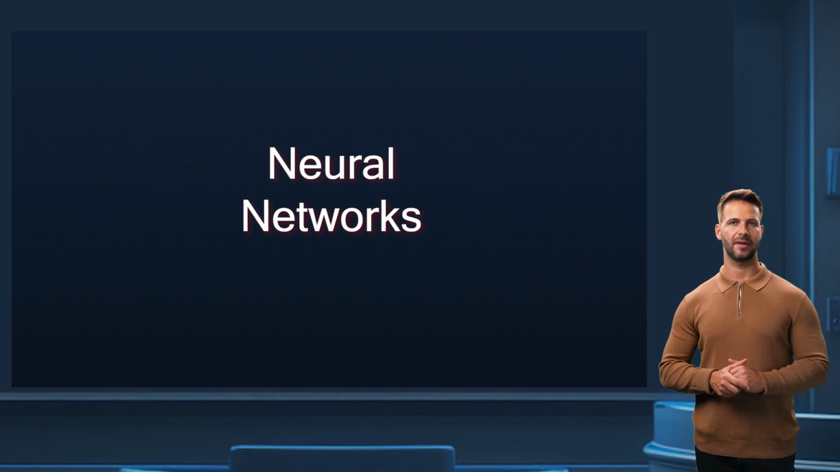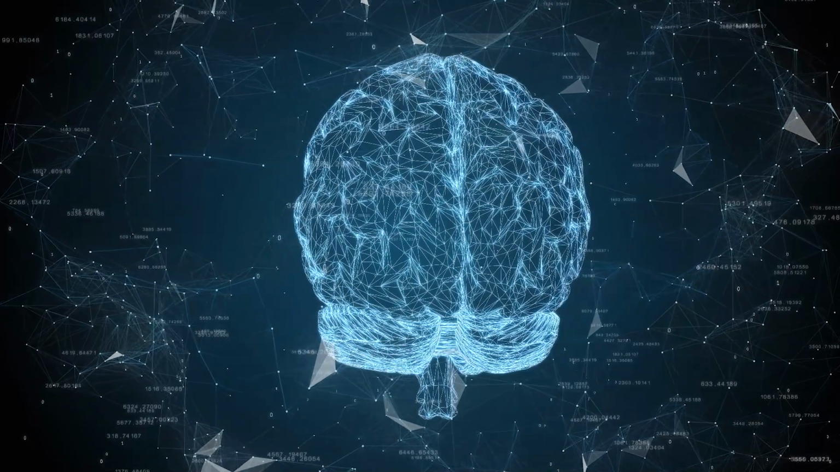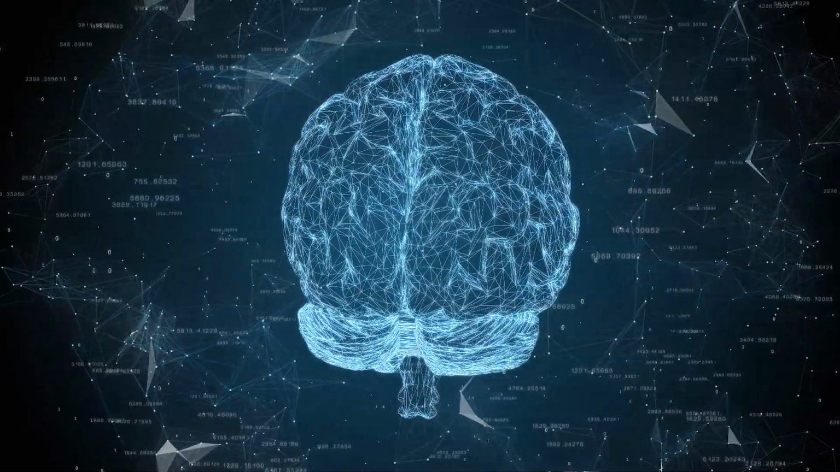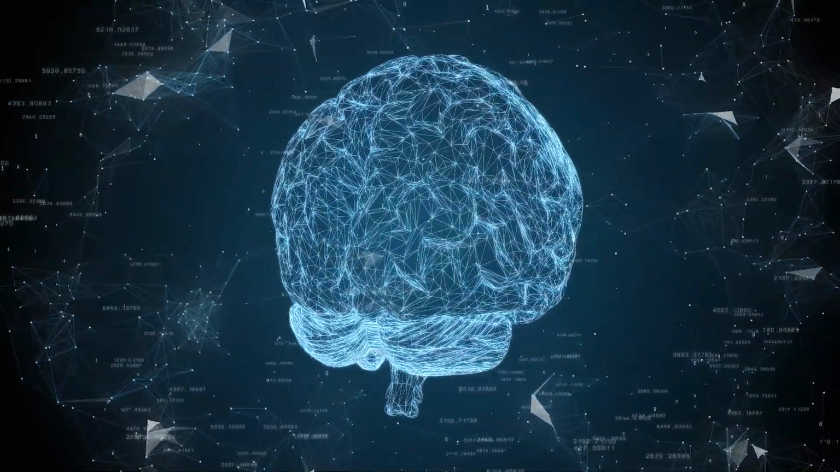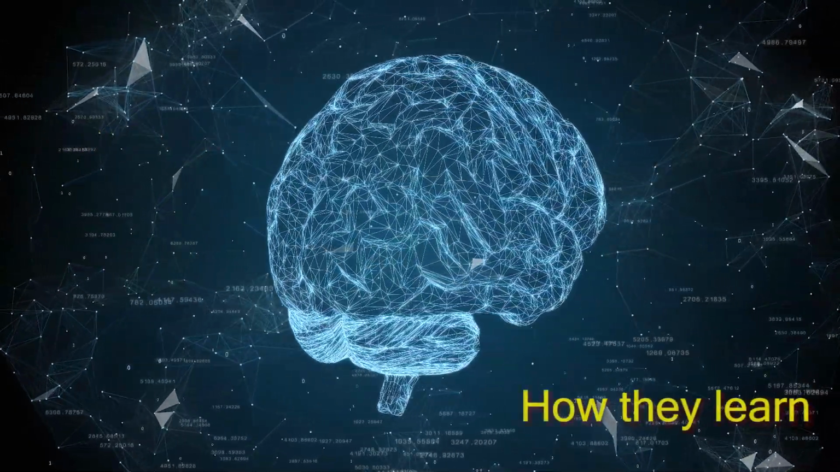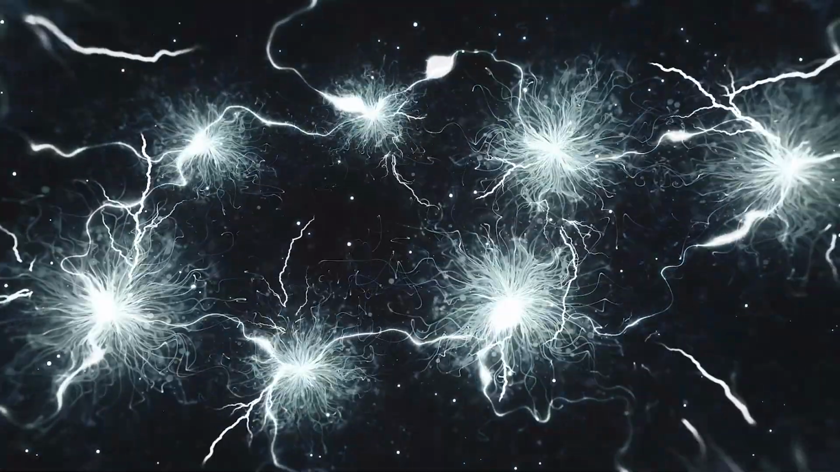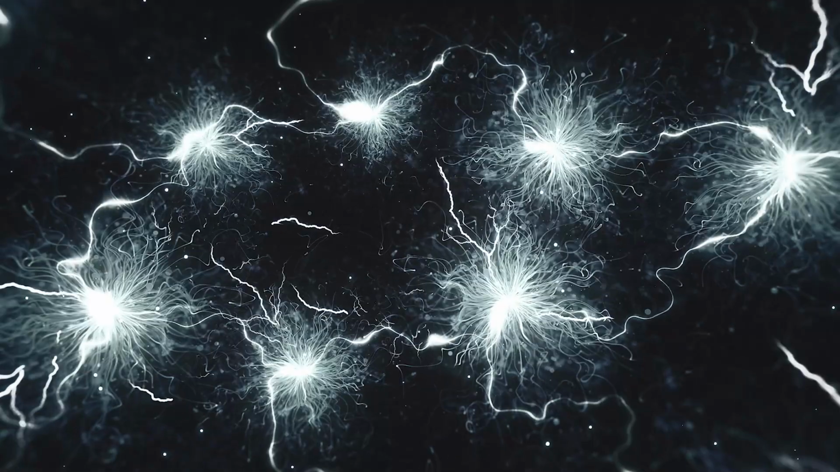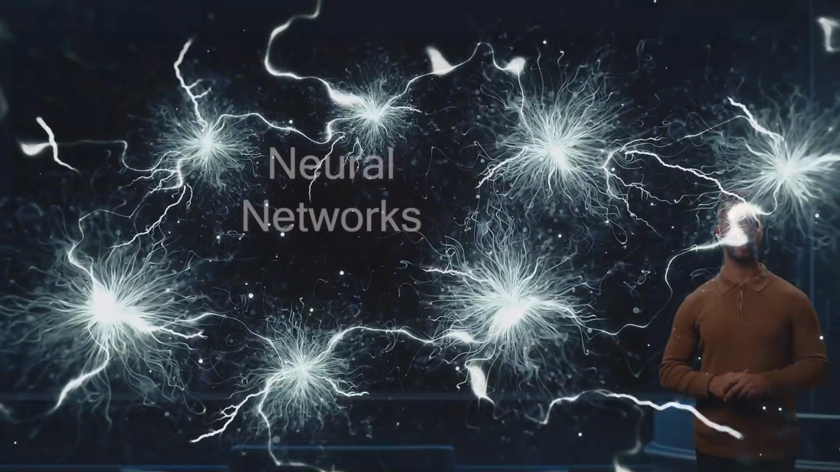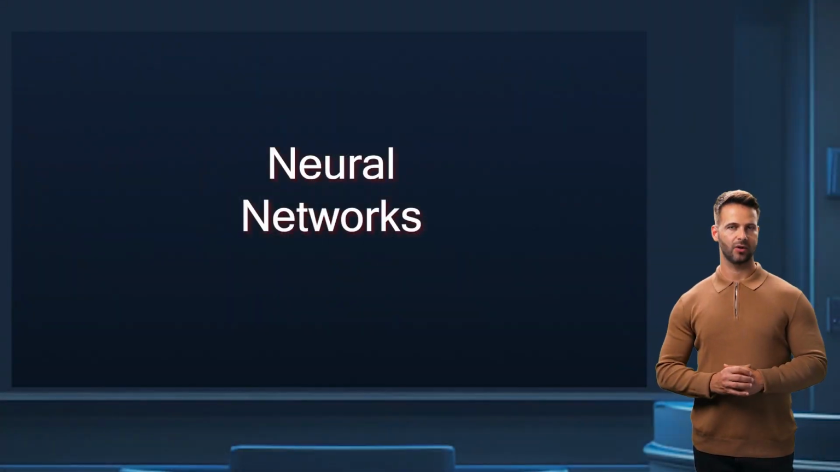I mean, really, what could be more awesome than a computer model that models the human brain, which itself is the most amazing computer model of all, right? This lecture will cover the basics of neural networks, how they learn, and provide an overview of deep learning. Neural networks are a cornerstone of modern machine learning and artificial intelligence, and understanding them is essential for anyone looking to work in this field.